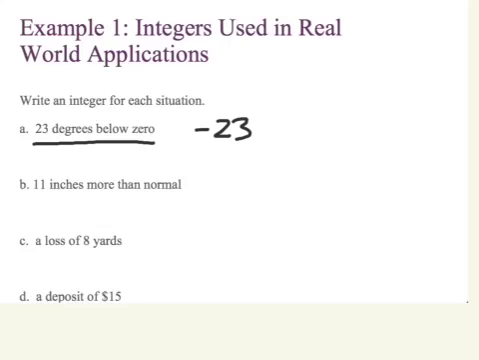How about 11 inches more than normal? That means there is more. More means that is additional, so you can do +11 or simply 11. When we write 11 without a plus sign, we recognize that that's a positive number.